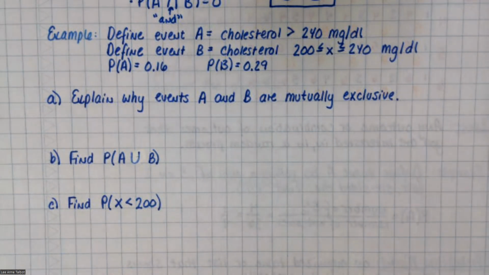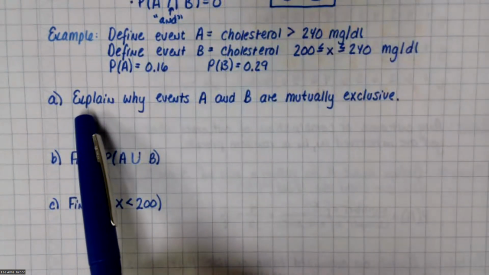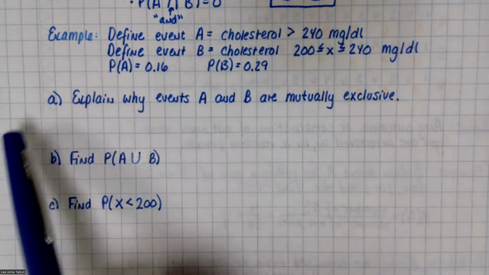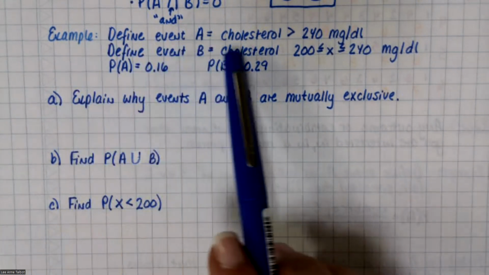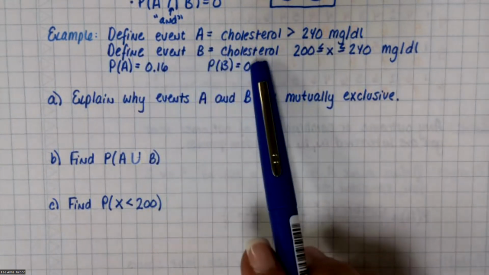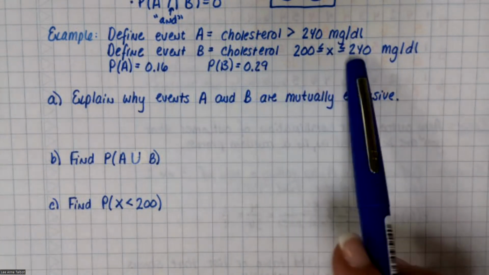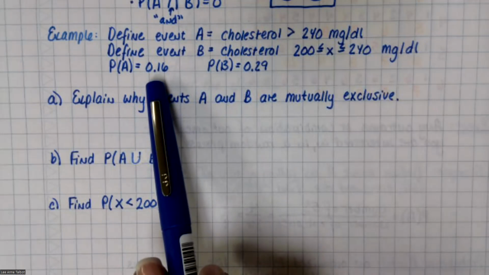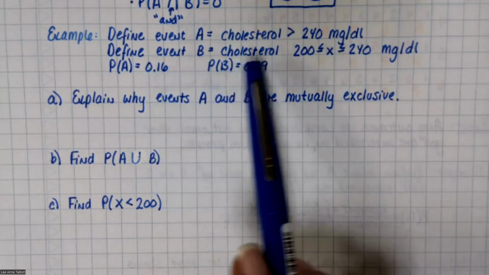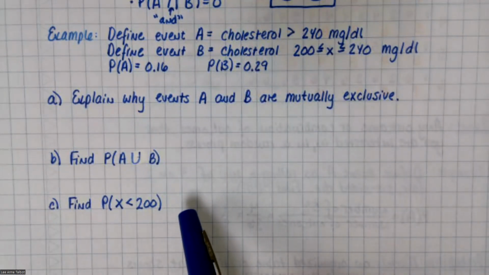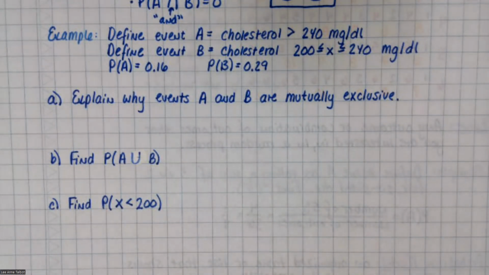Okay, so we're going to answer A in 2 ways. We're going to answer it with common sense, and then we're going to answer it with math. But first, define event A as someone's cholesterol being greater than 240. Define event B as someone's cholesterol being between 200 and 240. The probability of A, greater than 240 cholesterol, is 0.16. The probability of B, between 200 and 240, is 0.29. Does that make sense? Okay. Explain why events A and B are mutually exclusive, common sense wise.